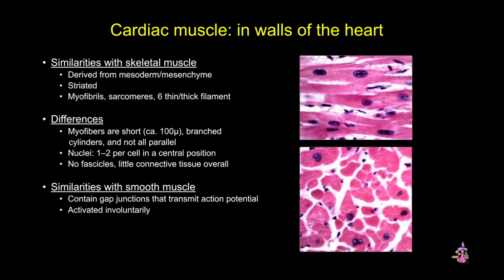Cardiac muscle shares some similarities with smooth muscle. As I've mentioned before, both contain gap junctions that transmit an action potential for contraction. Both are activated involuntarily, although again, the mechanisms for activation and contraction are somewhat different.